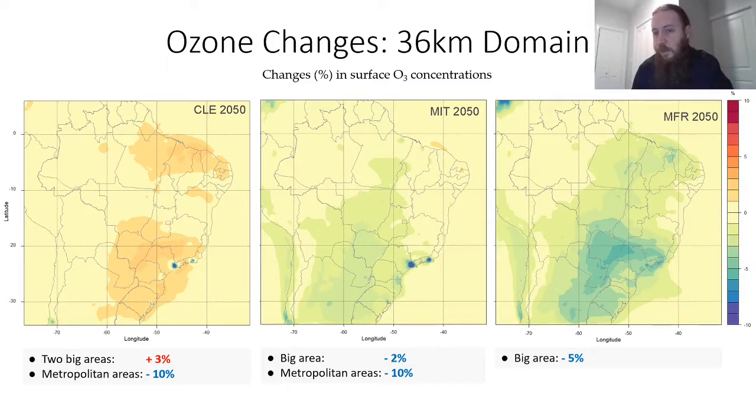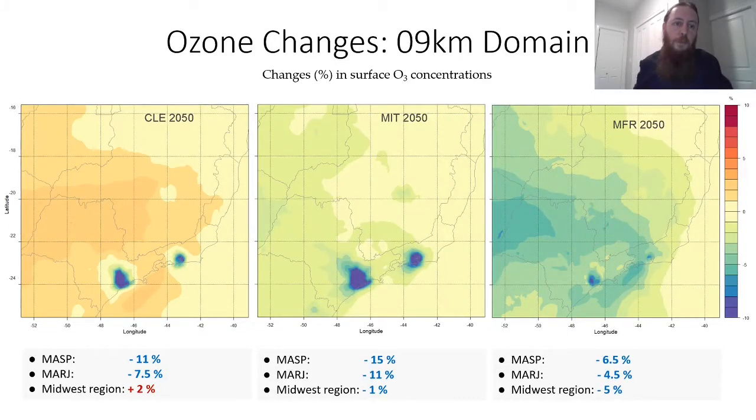In the last picture, we have a bigger area. This area has a significant reduction, up to 5% on ozone, and we don't have the same pattern for the metropolitan areas. In this slide, I show you the changes on ozone concentration for my 9 kilometers domain.